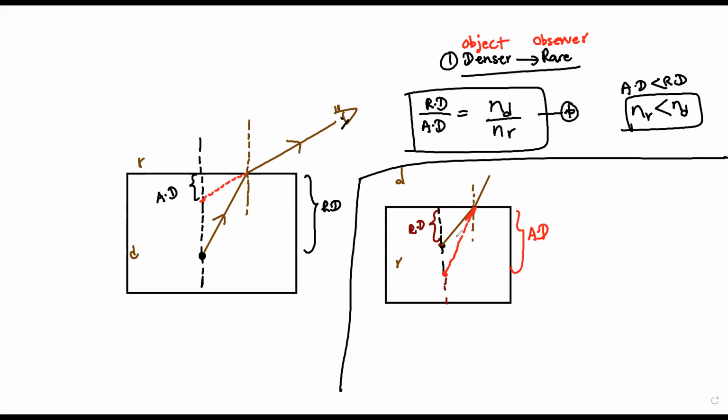Now in this situation, let's say you are observing it from here. Like a fish who is inside the water observing a fly who is above the water. I'll draw that diagram as well. Let's say you have the fish here. The fish is the observer and there's a fly here. So you can draw a light ray coming from the fly. So this is a rare medium object, dense medium observer. Okay, so you can draw a light ray like this. It will come like this and it will go to the fish's eye like this. Okay, this is how it goes.